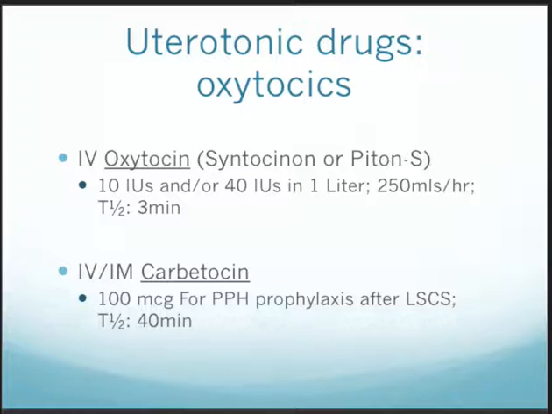We can also use an oxytocin equivalent, but that has properties of a slower release and a longer half-life, carbetocin, which can be given IV or IM, 100 micrograms, and we use it in our practice mainly for PPH prophylaxis after caesarean section. So as soon as the baby and the placenta are born, carbetocin is administered. So it works a bit longer than the oxytocin drip we usually use.